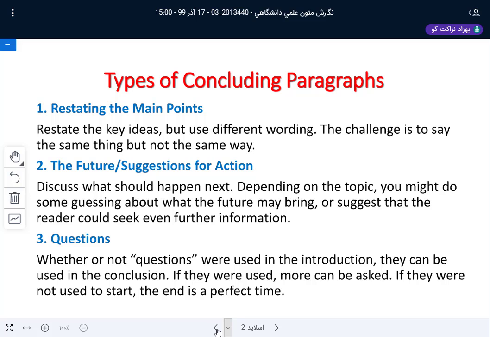starting this part, I just call your attention to the types of the concluding paragraphs, and then a couple of slides, and then we will move to the process analysis type of writing.